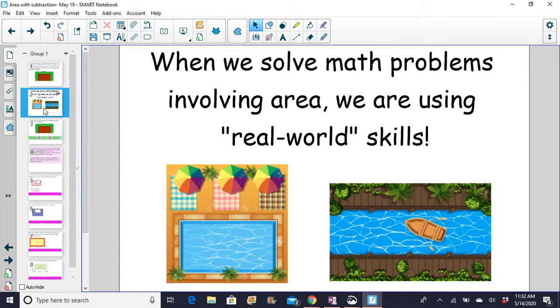Now, anytime we solve math problems involving area, these are real world skills that we are using. And in fact, the problem with my parents' deck in their front yard is a real world problem that they have to solve using their measurement skills related to area. And I'm going to show you how we can go about doing that.